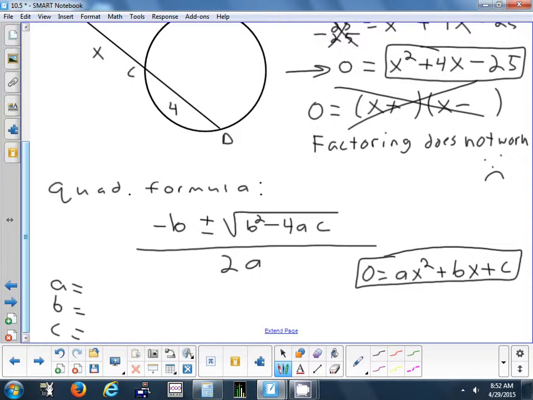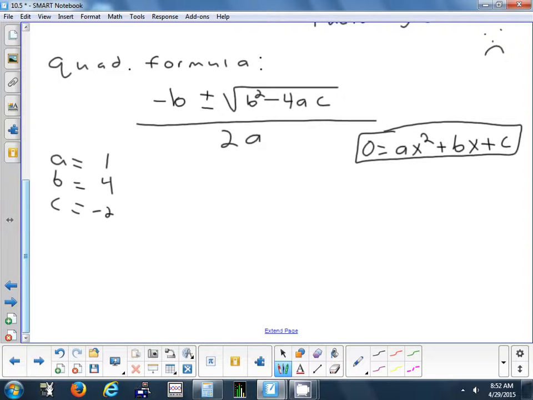So what do you think A is here? 1. Okay, A is 1. What's B? 4. B is 4. Okay, how about C? Negative 25. Fill in those 4 numbers in those 4 spots and see what you get. Okay, you might have one like this on the test with quadratic formula. So plug everything in.